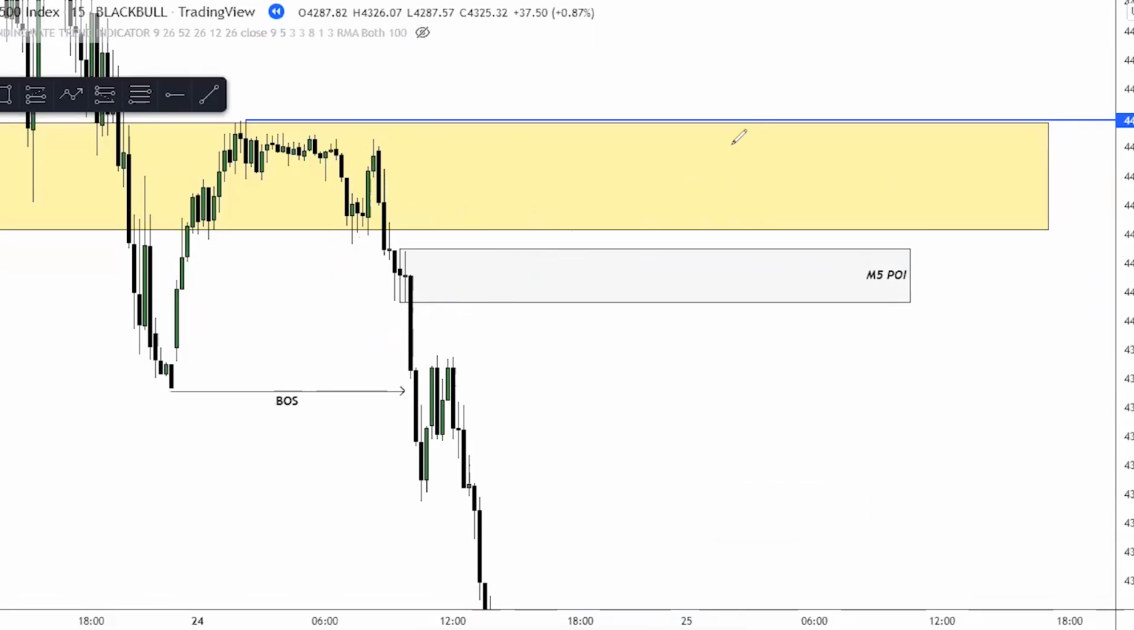Repeat. Okay, for a short. For a short example, you want a POI that is above the BOS line, has an impulsive candle, and is near or inside the key level. But I would prefer near the key level.